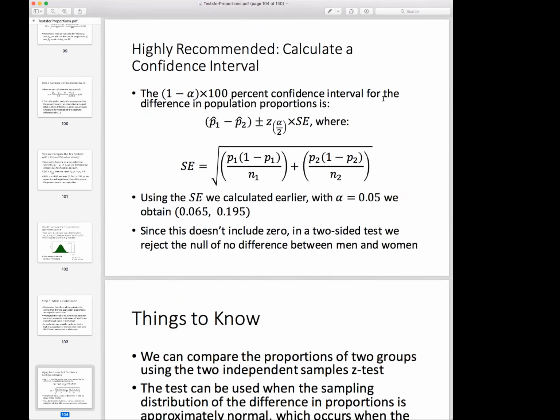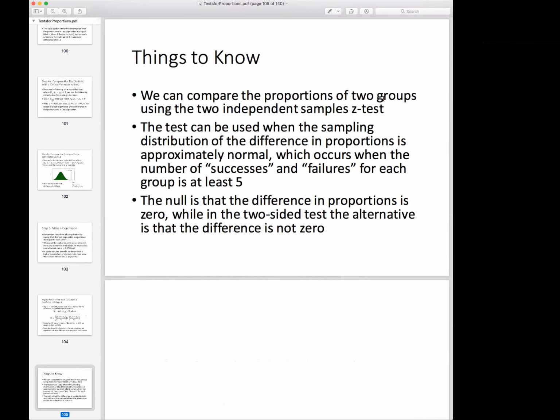And you could calculate a confidence interval as well. So here we can plug it in. We find that the confidence interval for the difference of the two proportions is between 6.5% to 19.5%, which is actually a pretty sizable spread. And the whole idea is, since 0 is not contained in that interval, as in the previous example, we will reject the null hypothesis and conclude that there is a difference.